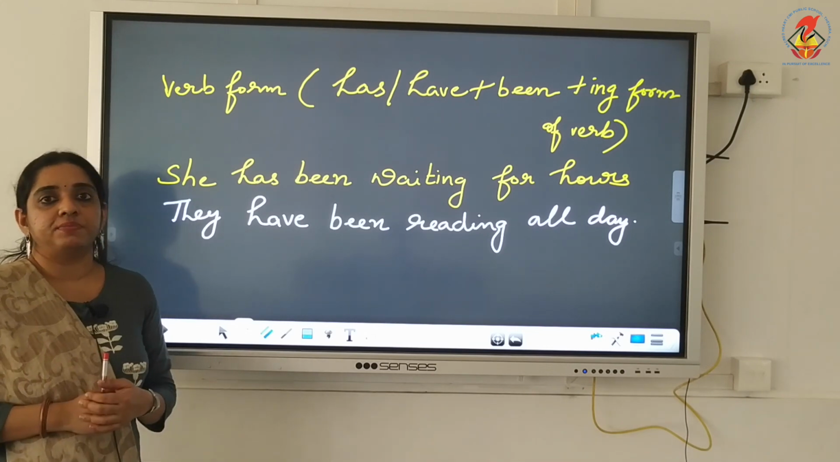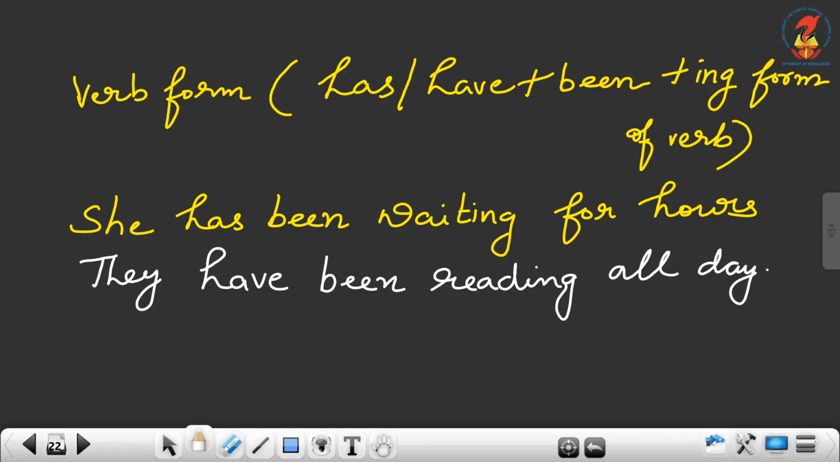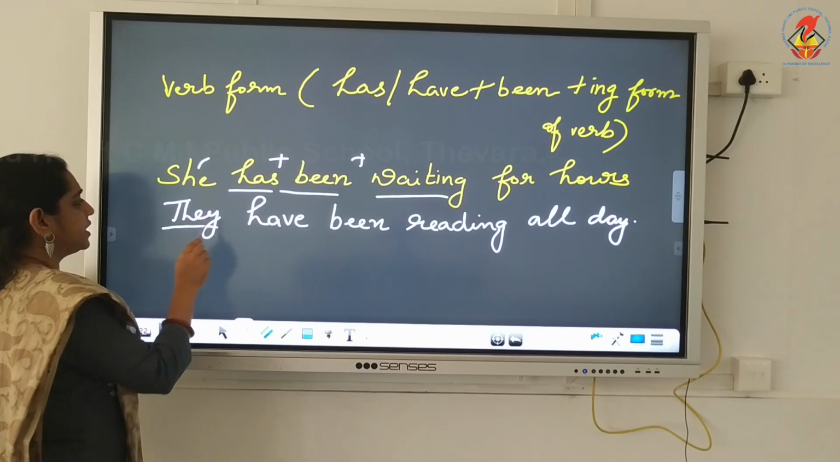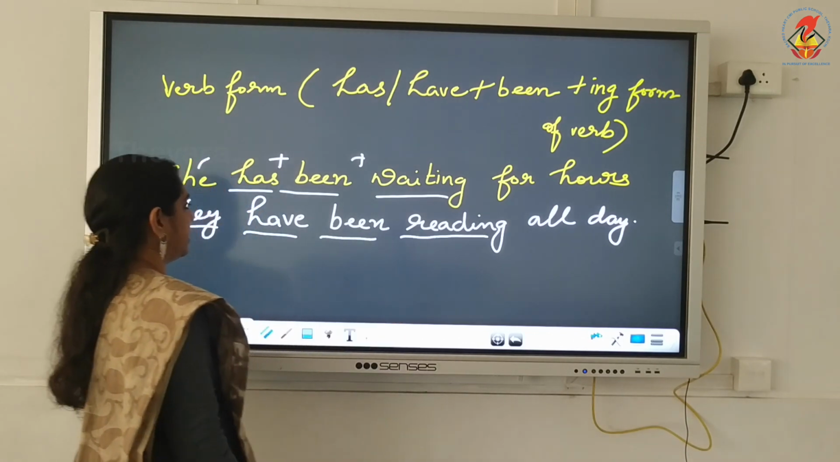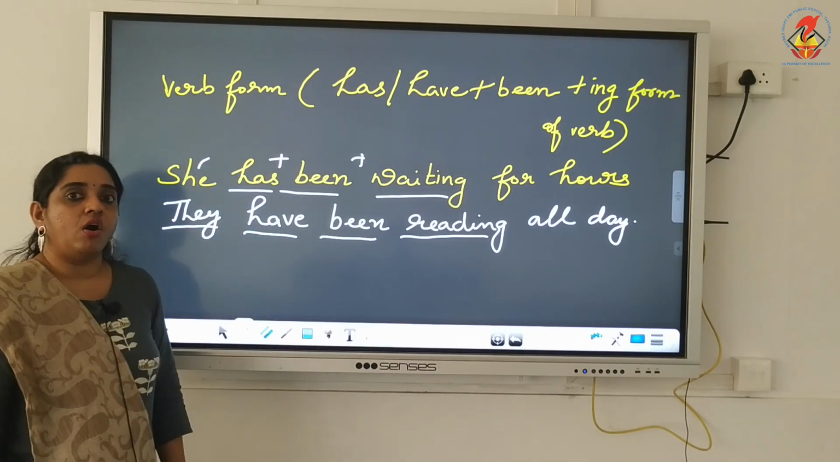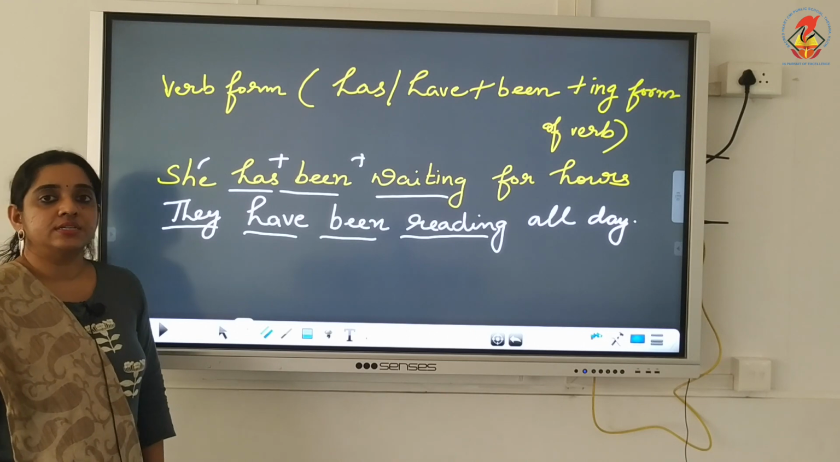Now, verb form. How to make a present perfect continuous tense? You have to use has or have plus been plus the ing form of the verb. See the example, she has been waiting. Has plus been plus the ing form of the verb, has been waiting for us. I have used has here because it is she. Now, if you are using they, plural, have been reading all day. They have been reading all day. Okay, this is how you have to construct a present perfect continuous tense.